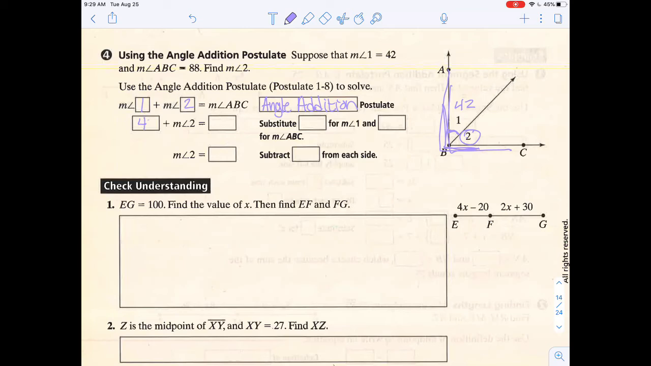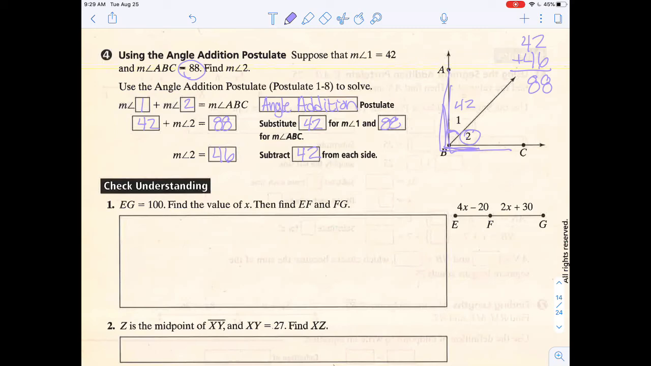We know that angle 1 is 42, and we know that the whole thing adds up to 88 degrees. We just substituted 42 for 1 and 88 for ABC. Then if I do 88 minus 42, I get 46, and we subtracted 42 from each side. So we know that the measure of angle 2 is 46 degrees. If we wanted to check, we could do 42 plus 46, because that should add up to 88. So 2 plus 6 is 8, 4 plus 4 is 8, we're good to go, we got it.